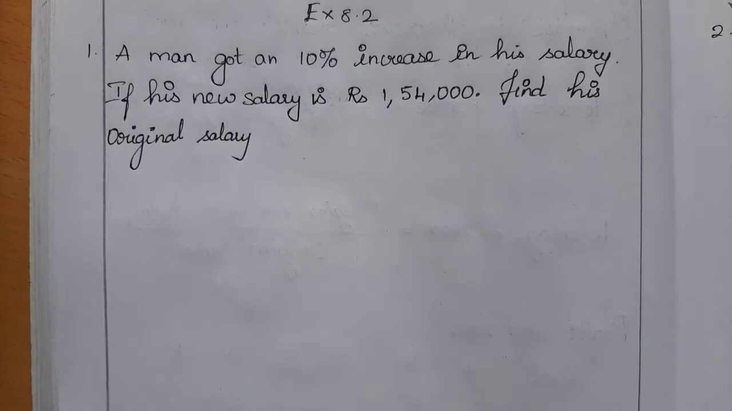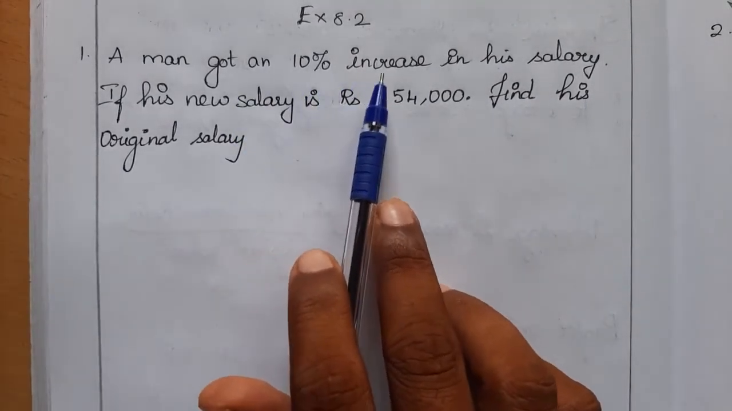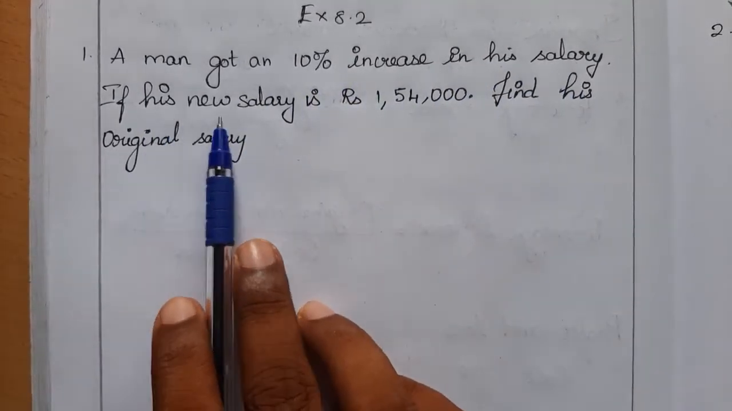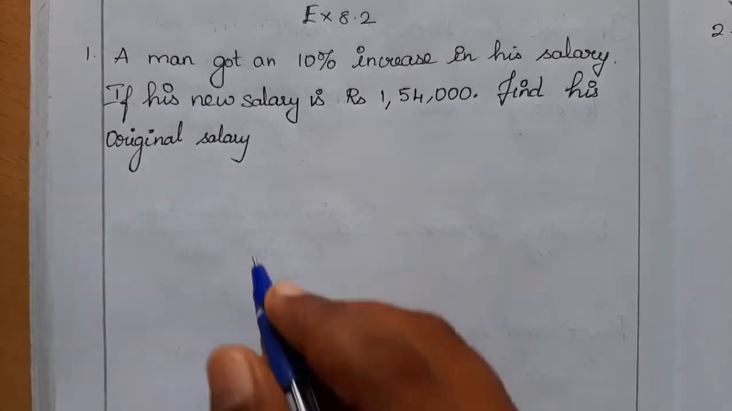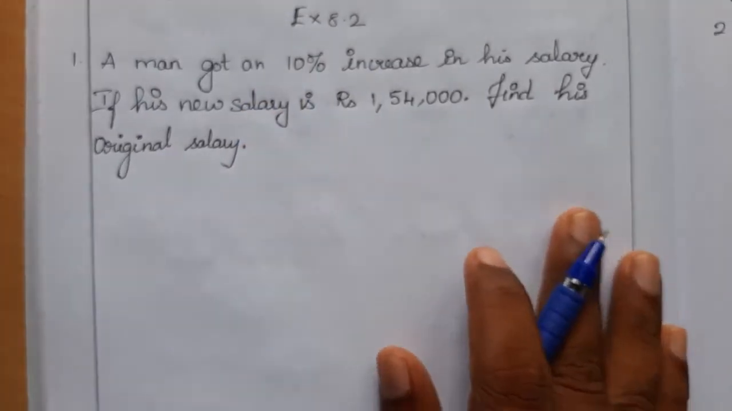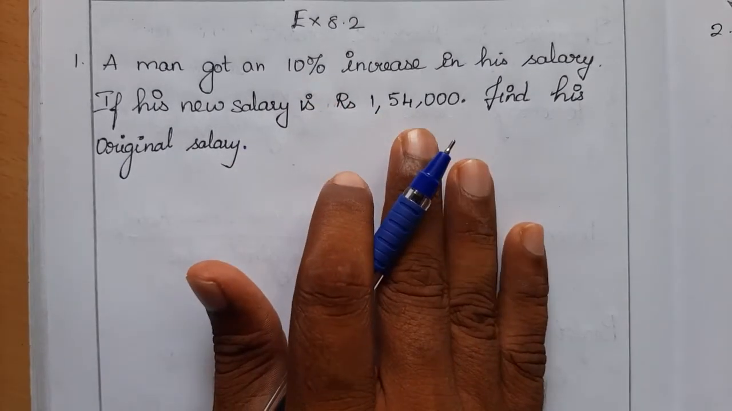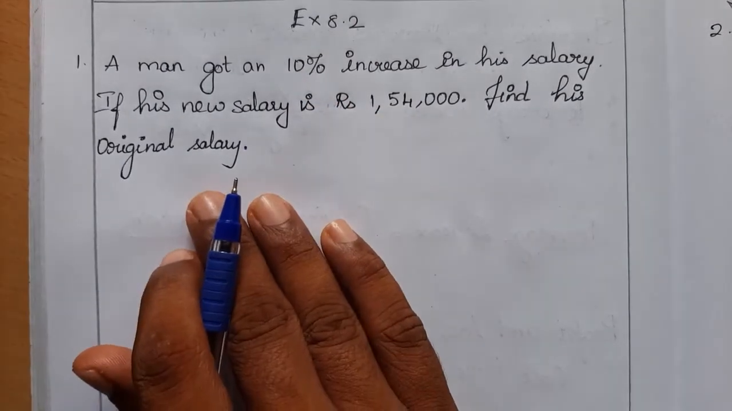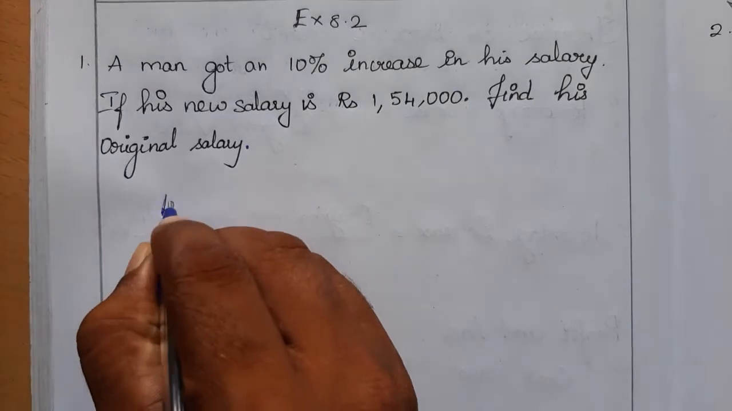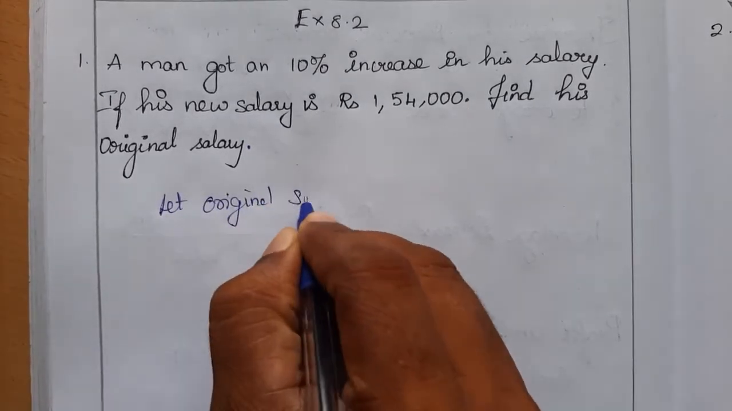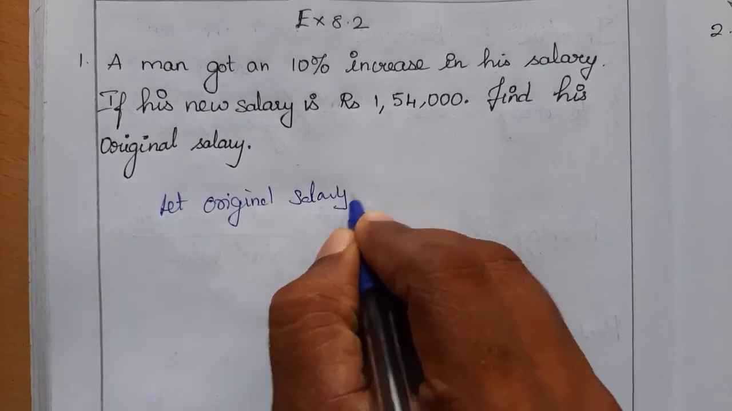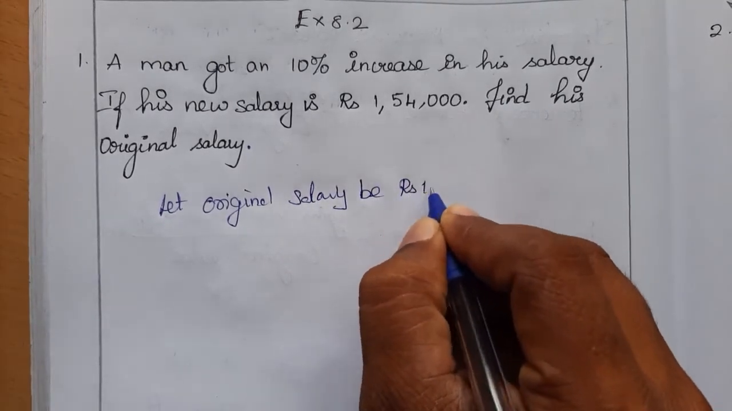So here we go for the problem. A man got a 10% increase in his salary. If his new salary is rupees 1,54,000, find his original salary. Okay, so we know how much percentage is increased and the new amount. We don't know the original amount, that we have to find. So let's consider the original salary to be rupees 100, just as an assumption.